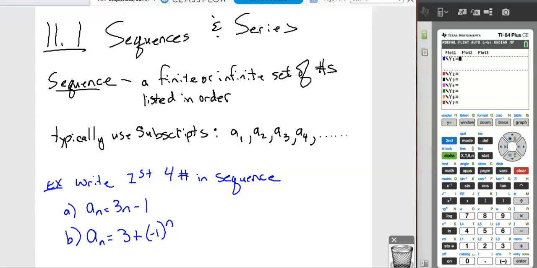This is 11.1, sequences and series. It has a couple more topics in it, but we'll get right involved with this. It says that the definition of a sequence is a finite or infinite set of numbers listed in order.